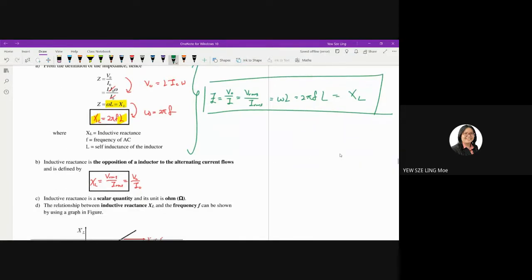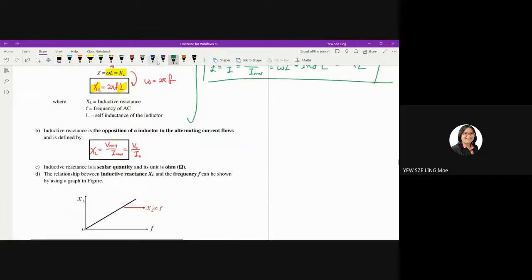According to these equations, now you have the relationship XL equals 2 pi FL. So XL is directly proportional to F. From the graph of XL against F, you get a straight line that starts from 0 because they are directly proportional. It is not proportional to L.